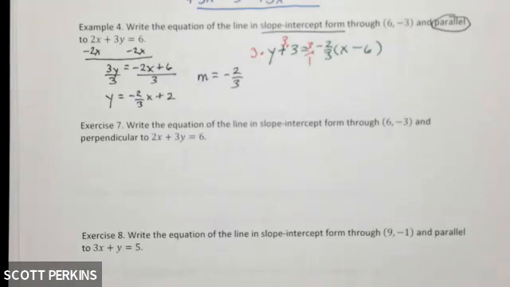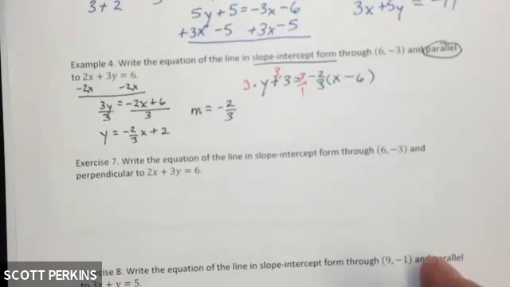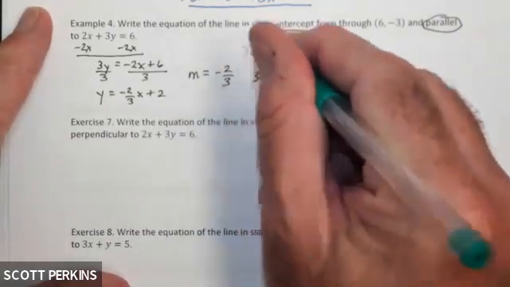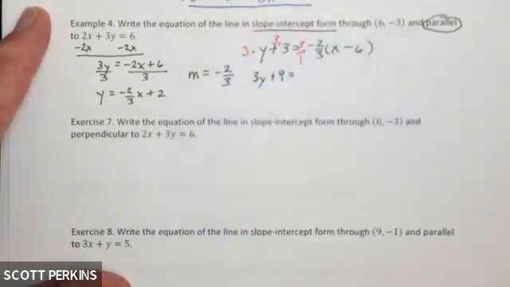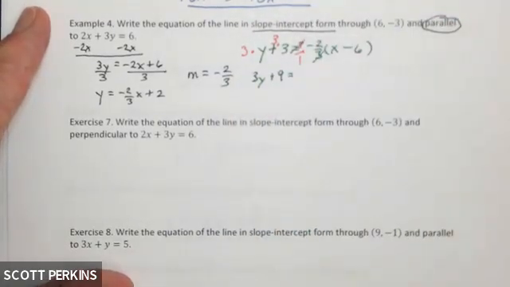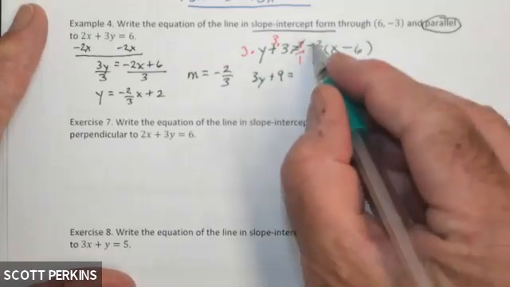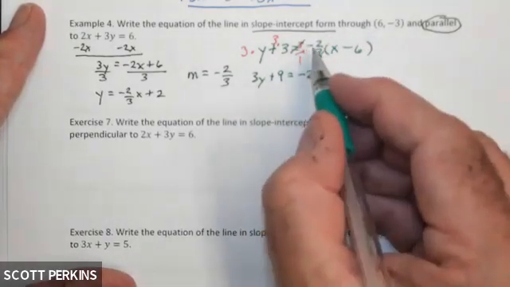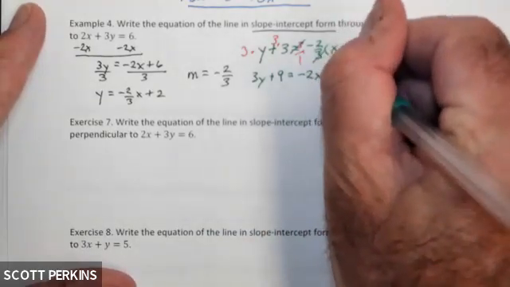So what that gives me on the left of that is 3 times y is 3y. 3 times 3 is 9. On the right, the 3's cancel, and I'm left with a negative 2 outside of the parentheses. So negative 2 times x is negative 2x. And negative 2 times negative 6 is plus 12.